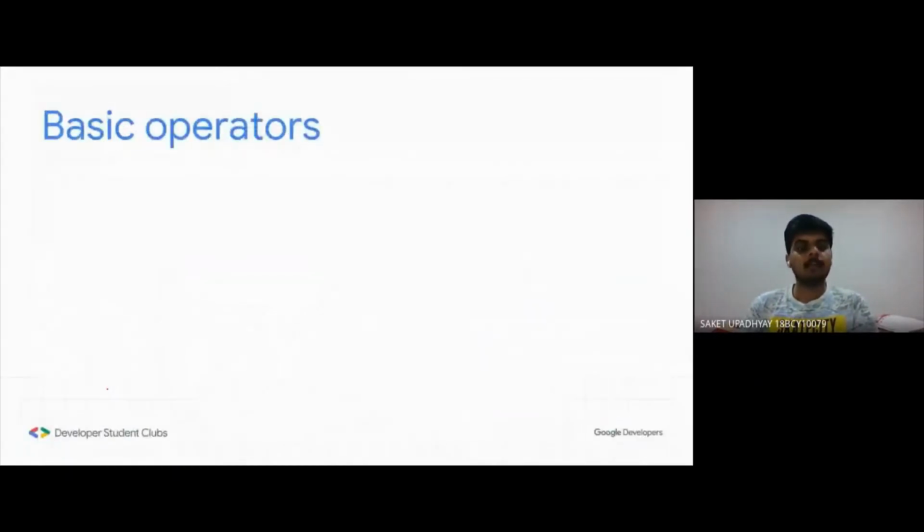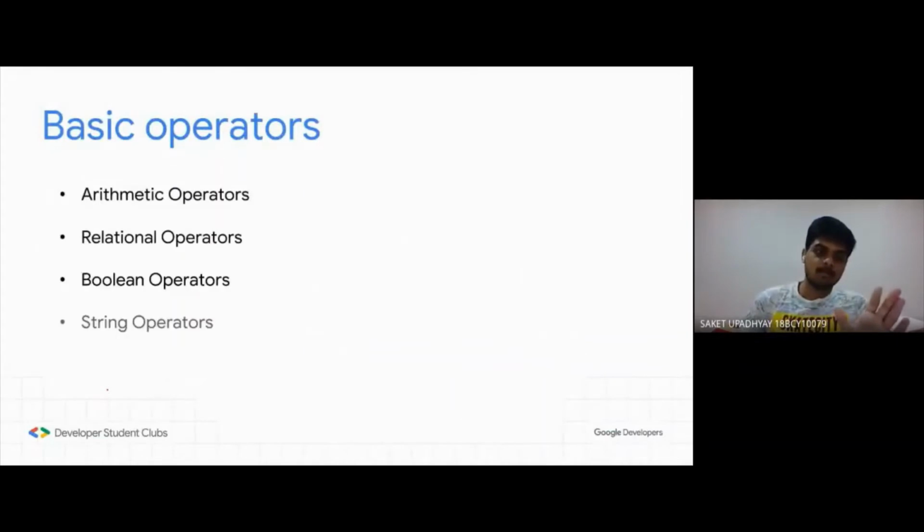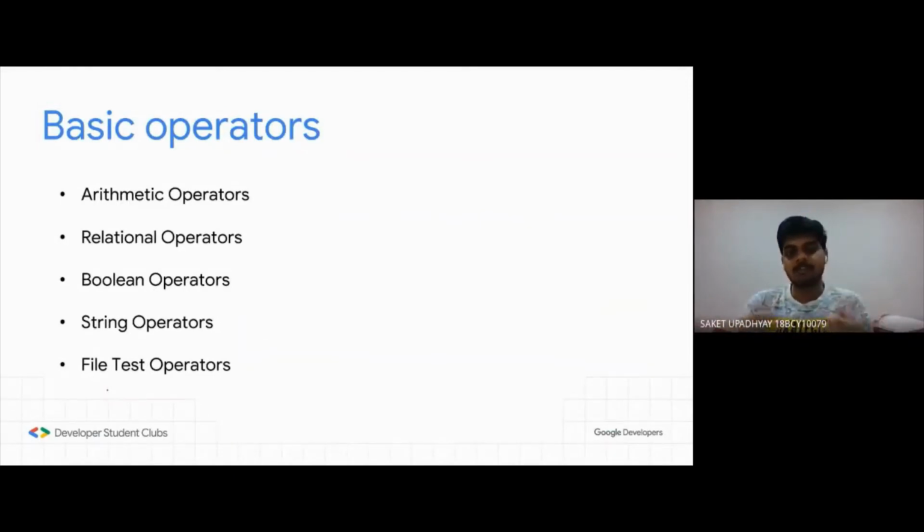All right. Now, operators. The basic operators we have are arithmetic operators, your plus, minus, divide; relational operators, which will define a relation between two entities, we will see. Then Boolean operators, true or false based, like it will test for a thing, and if it is true, it will return true. If it is false, it will return false. Then we have string operators, which will work on a string, which will modify or test a string. Then we have file test operators, which will work for a file. So we will check this out.